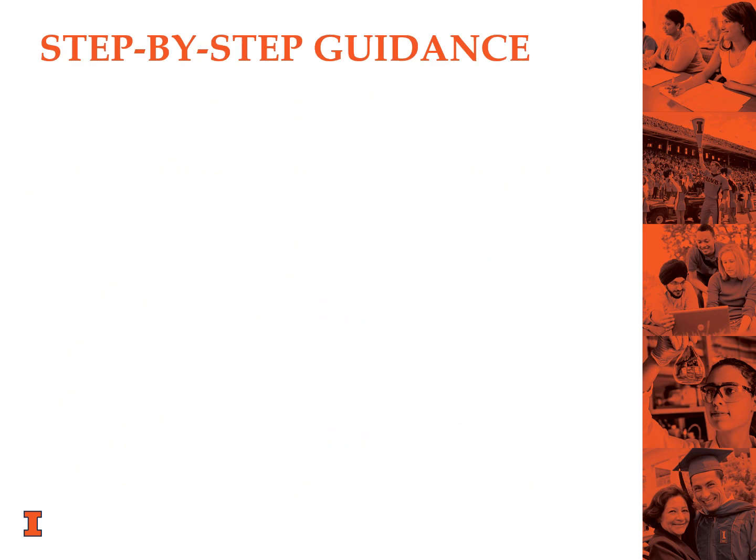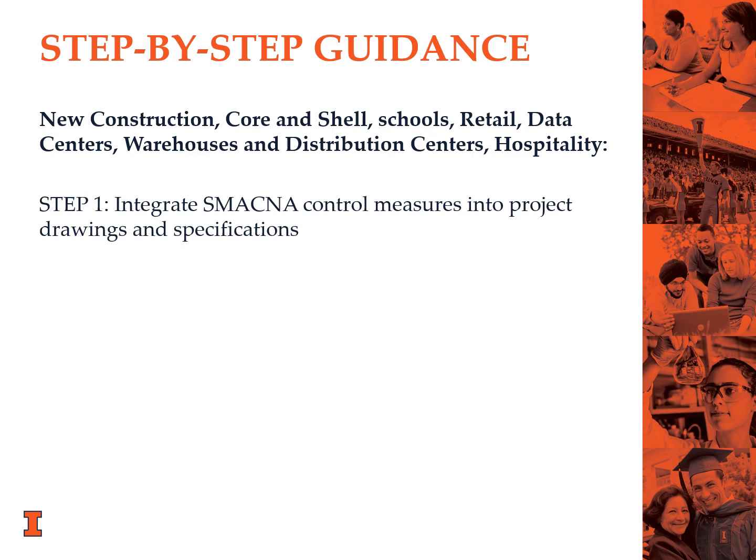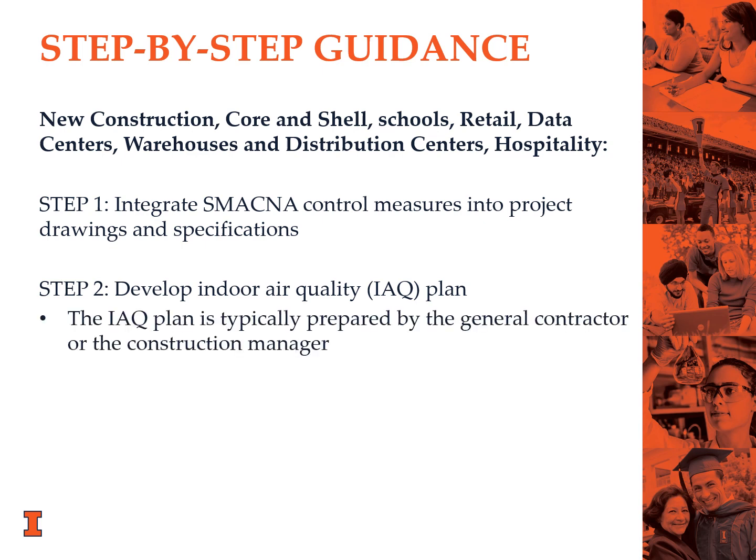For all projects except healthcare, the first step towards achieving this credit is to integrate the SMACNA guidelines into the project drawings and specifications. These guidelines are reviewed at the end of the presentation. Step 2 is to develop an indoor air quality plan. This plan is typically prepared by the general contractor or the construction manager. A detailed checklist instead of an IAQ management plan is also acceptable.